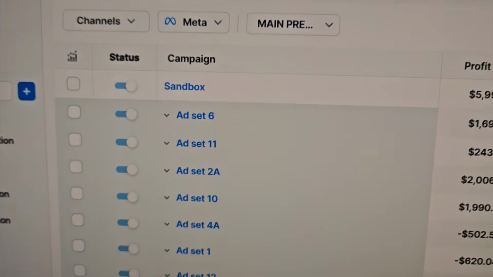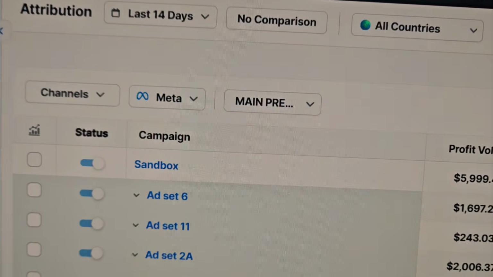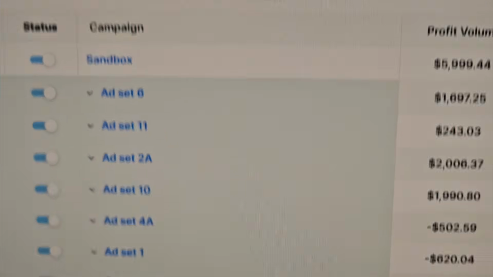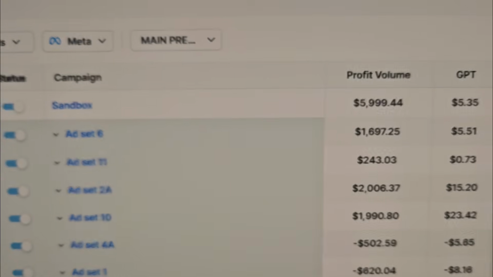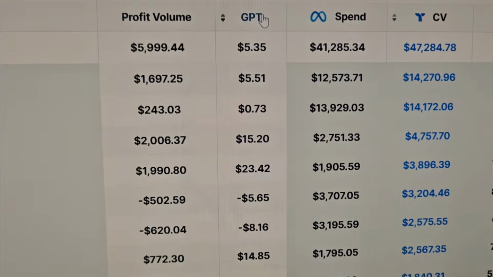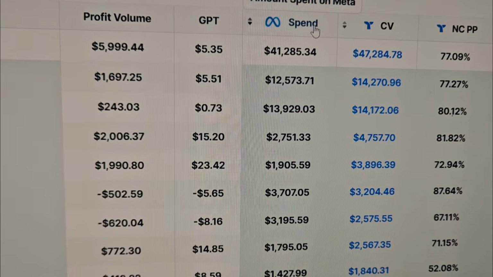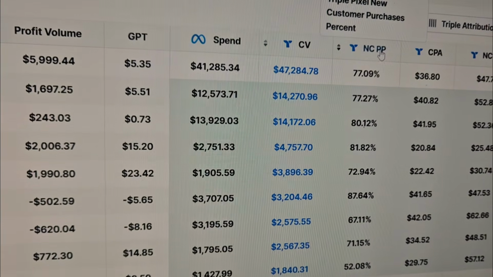So the way I do that is, I go here. I'm inside Triple Whale. It's a third-party tracking software I use. I'll set it to like the last 14 days, okay? Then I have custom columns I made, like profit volume, gross profit per transaction. Here's my ad spend. This is my conversion value. This is new customer purchase percentage.